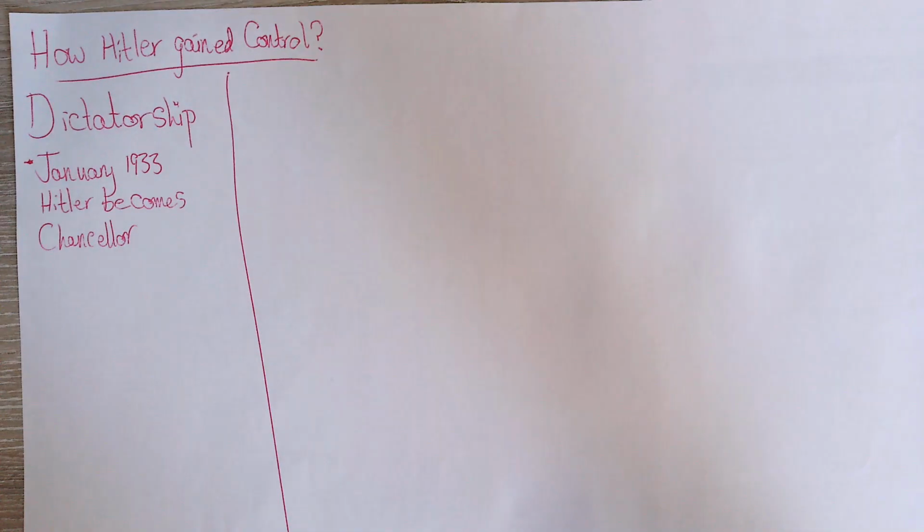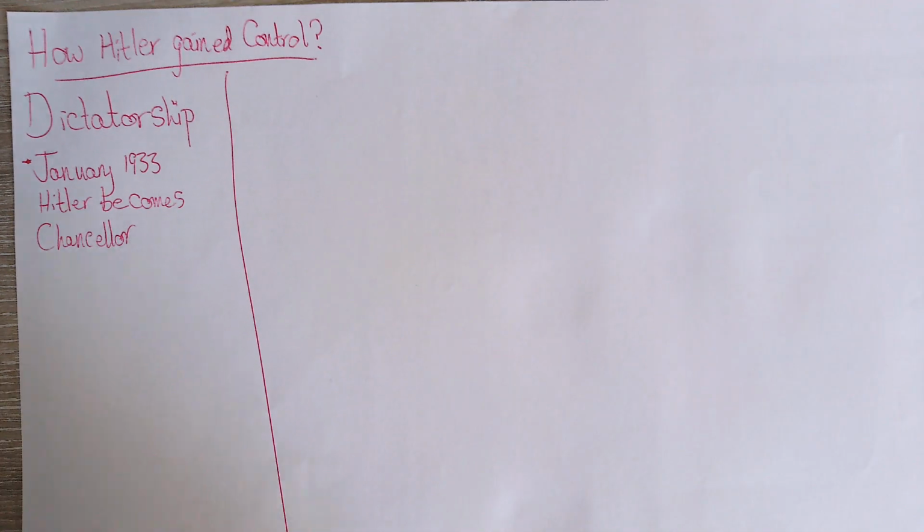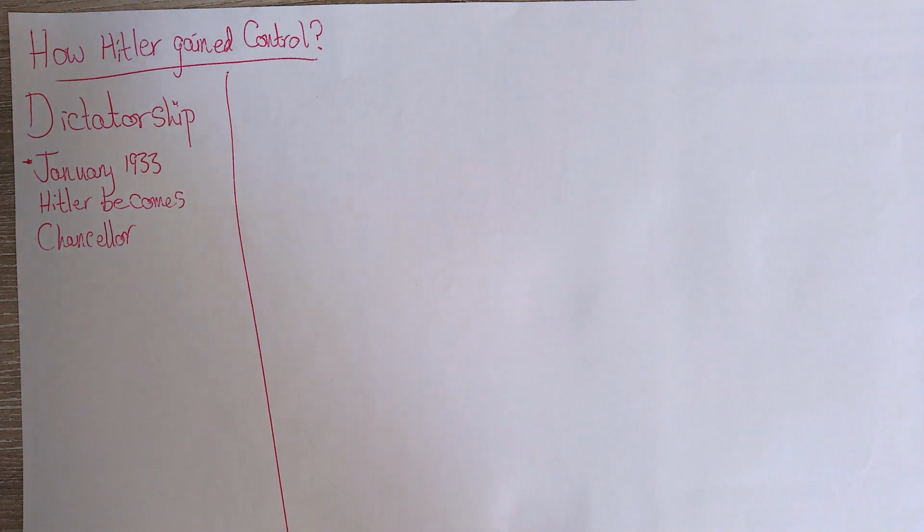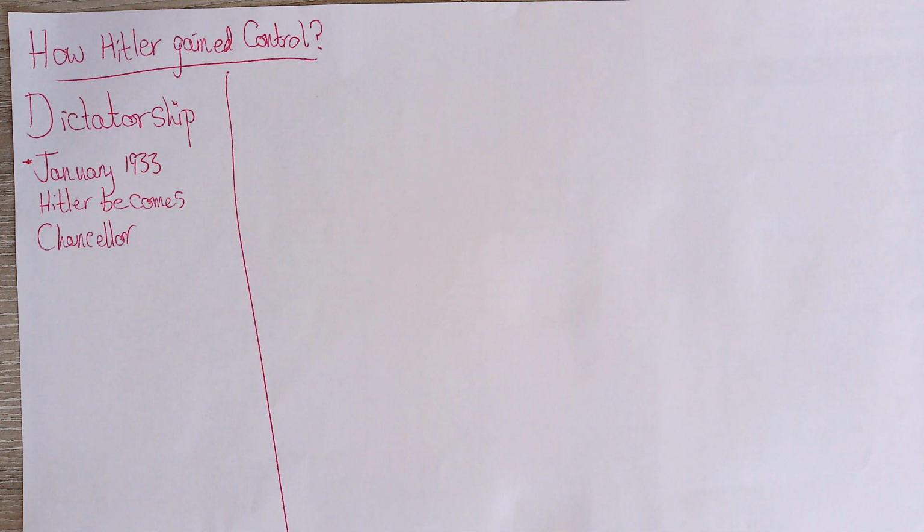Chancellor being, right, like our version of the Prime Minister. It's a bit more complicated than that because there's obviously a president above him who's almost like a monarch figure, almost. Okay.